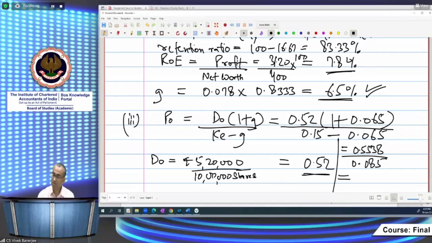Let us solve this again. So it is 0.5538 divided by 0.085, which is 6.52.